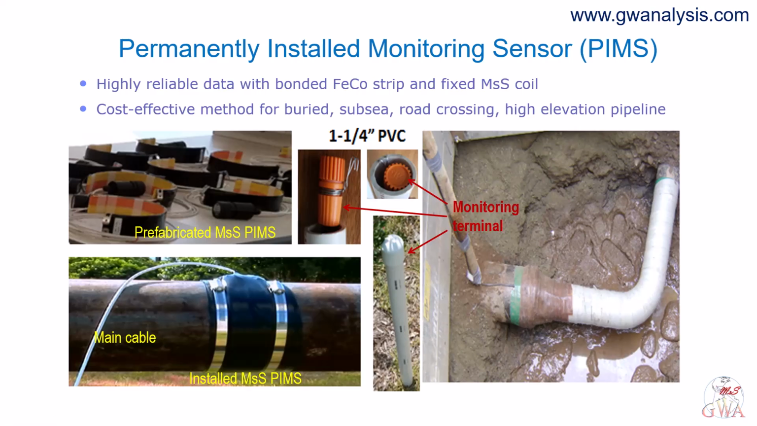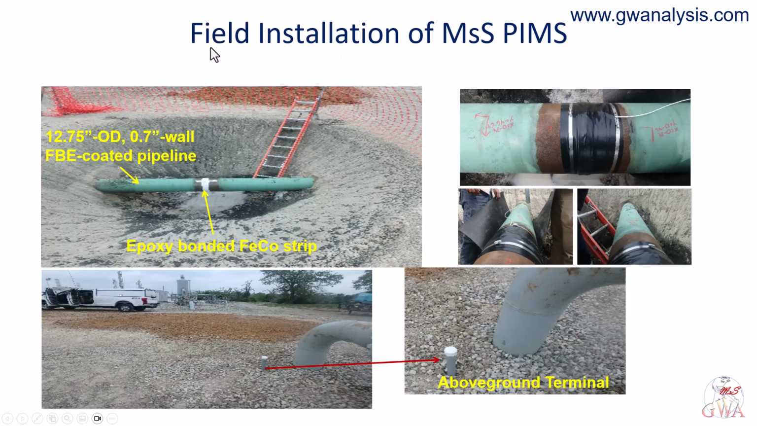to do it again. This shows a field installation of MsS PIMS on a 12.75-inch outer diameter, 0.7-inch wall, fusion bonded epoxy coated pipeline, with the iron cobalt strip epoxy bonded to the pipe and an above ground terminal for access. Note the coating. This is an FBE coating, and we'll look at FBE lines again in Field 4, because they behave in a way that surprises most inspectors.